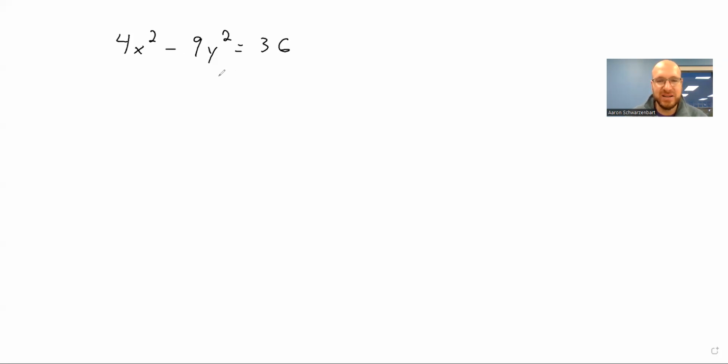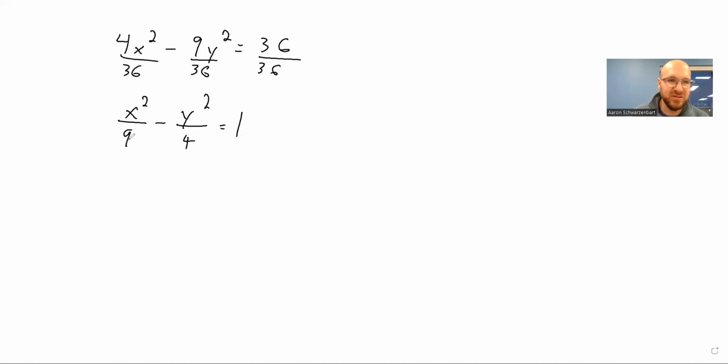So I know because it's a minus on the y squared, this is going to be an ellipse. And these are supposed to equal 1. So I'm going to divide both sides by 36. And I get 4 over 36 is 1 over 9. Nine over 36 is 1 over 4. And now I'm in standard form. A is 3, B is 2. And you can process the ellipse from there.